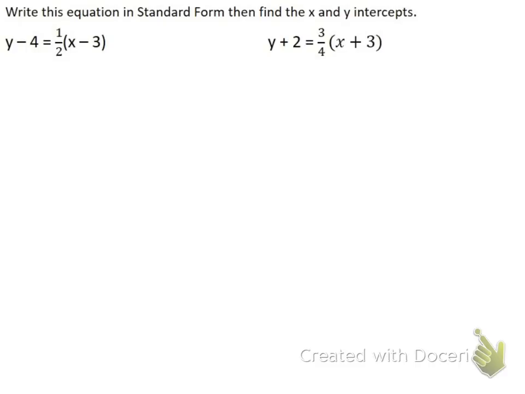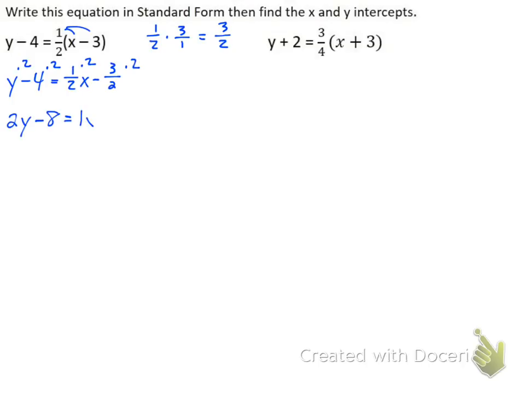Over on the back side of the notes, I'm combining these things into one problem. So with the first one, again, I'm going to distribute first. So I get y minus 4 is equal to 1/2 x minus 3 halves. Remember, 1/2 times 3 is the same thing as 1/2 times 3 over 1. Multiply the tops, multiply the bottoms. Then I can multiply everything to get rid of the fraction. In this case, my denominator is 2, so I'm going to multiply each number by 2 on both sides. So I get 2y minus 8 is equal to 1x minus 3.